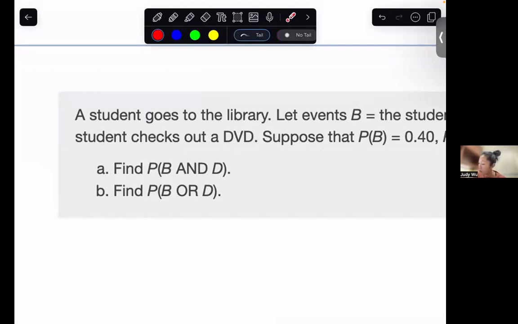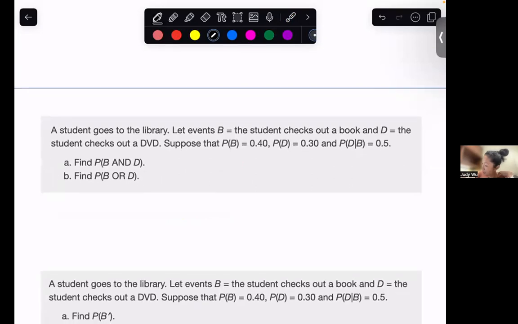So the first thing we're going to talk about is how do we find the probability that two things are going to happen together? So probability of B and D. And then secondly, we're going to talk about this case of or. What happens if we only want to consider the probability of B or D? And we're going to use this to introduce a couple formulas. So let's take a look.